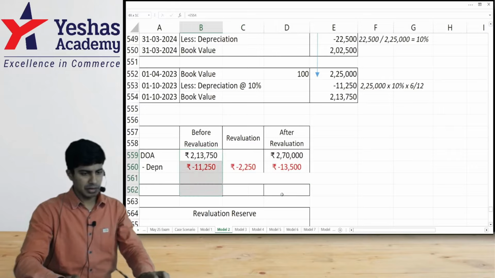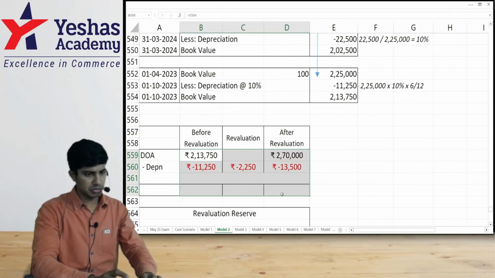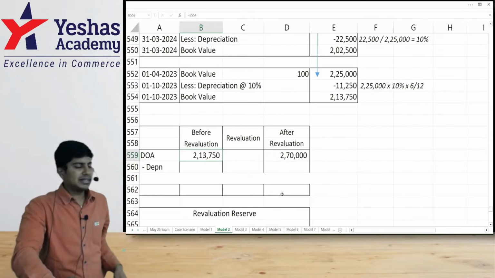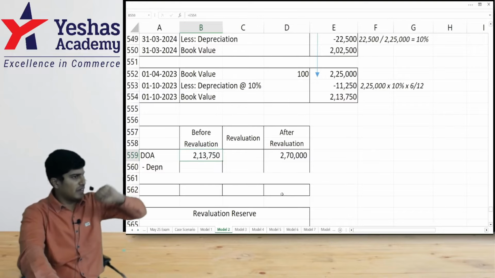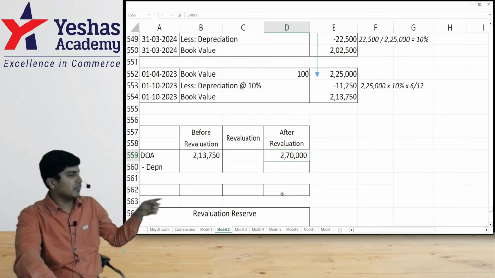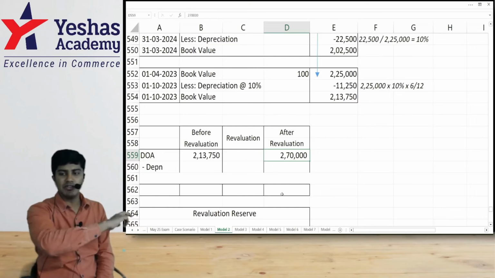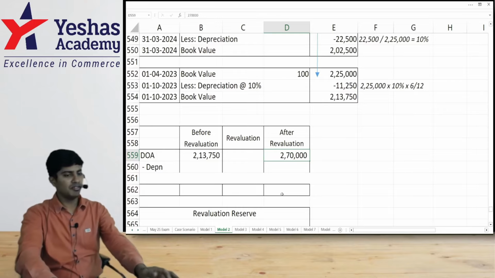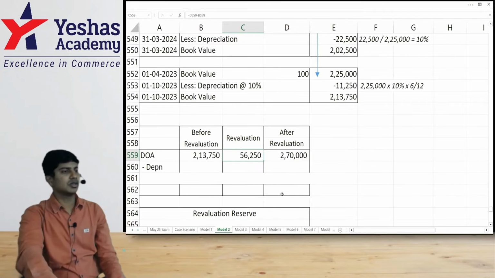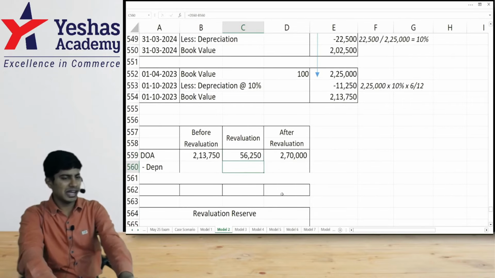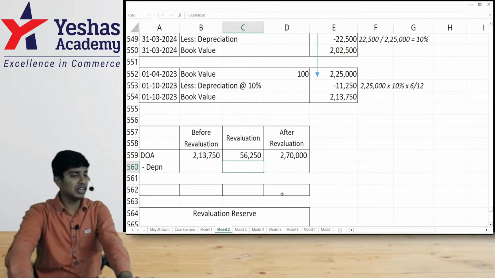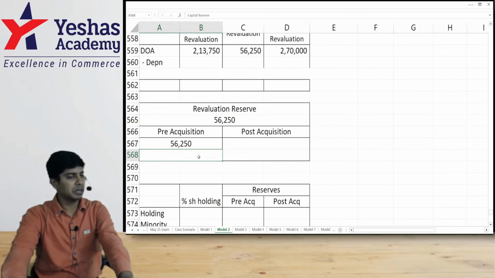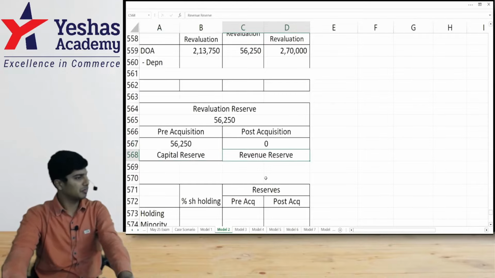2 lakh 13,750 is the value on the date of acquisition before revaluation. They're telling us once you revalue, it will become 2 lakh 70. We did revaluation upward. How much revaluation upward? 56,250. Sir, how do you get that? Simple. I did 2 lakh 70 minus 2 lakh 13,750. Upward revaluation, downward revaluation? Upward revaluation. I'll write it in revaluation reserve, 56,250. Everyone got this?